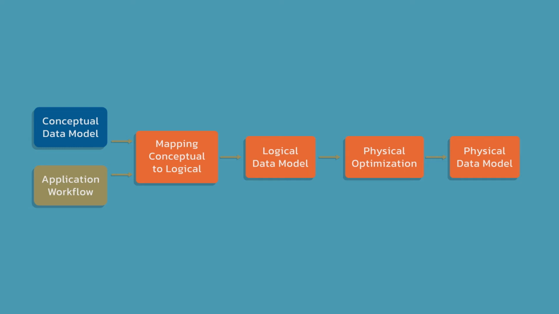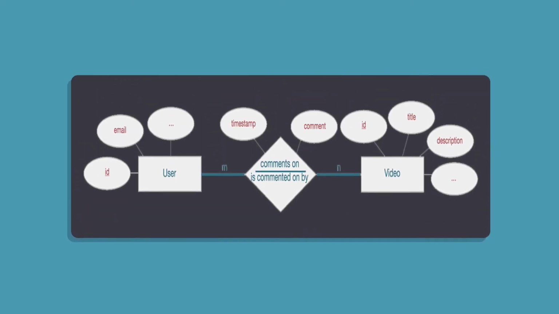Now we're going to take these two things, and then we're going to use that to start mapping our conceptual to our logical data model. We'll then refine our logical data model a little bit, then go through any optimizations if we need to, and finally end with our physical data model. This will be the data model we actually implement in the database. So let's take a look.